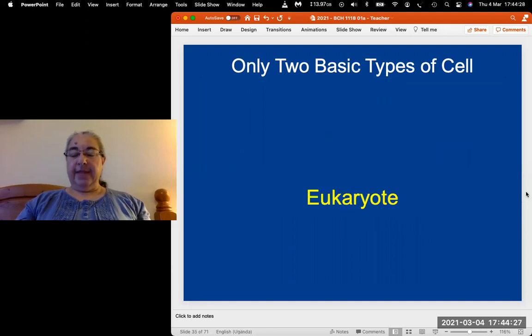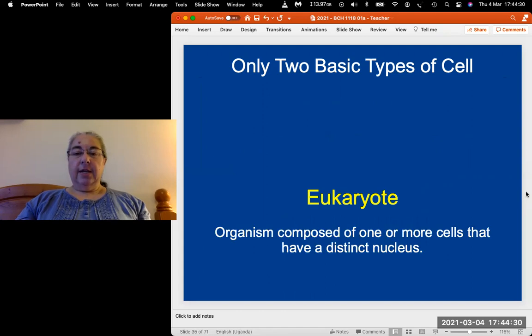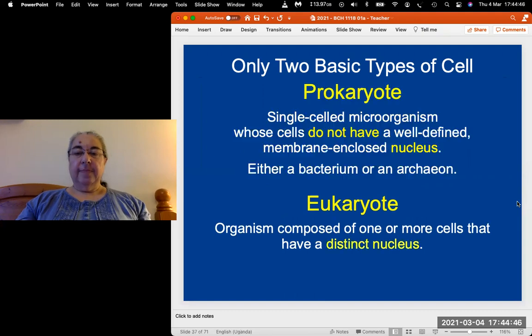And the second type of cell is a eukaryote. So a eukaryote can be a single-celled organism or a multicellular organism. So an organism composed of one or more cells that do have a distinct nucleus. So prokaryotes do not have a nucleus, so they're either a bacteria or an archaea. Eukaryotes do have a distinct nucleus.